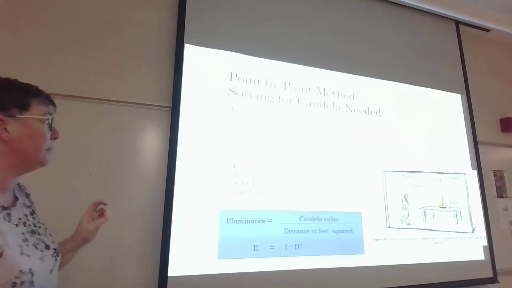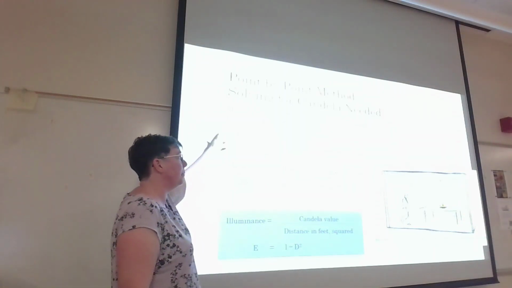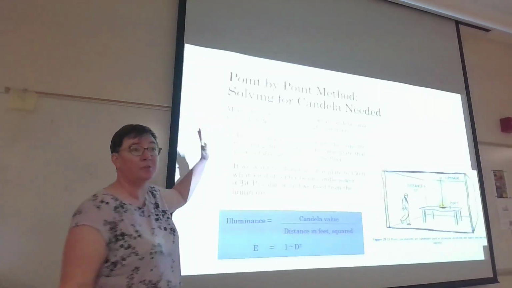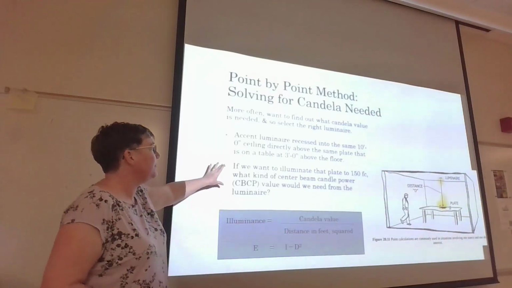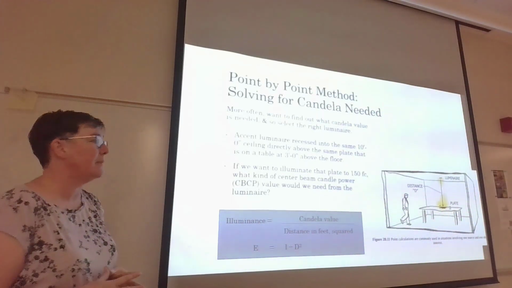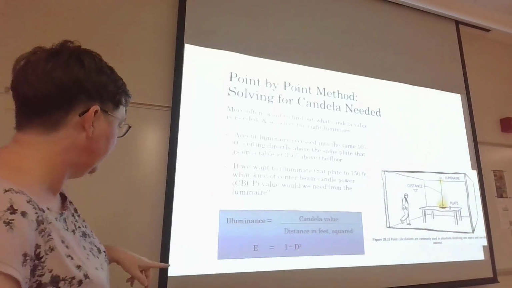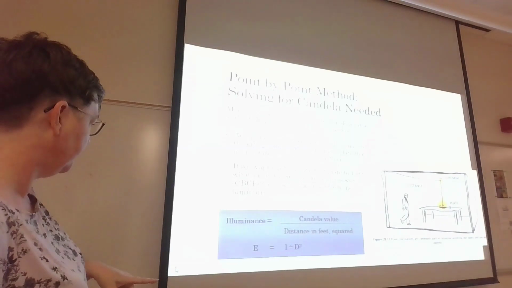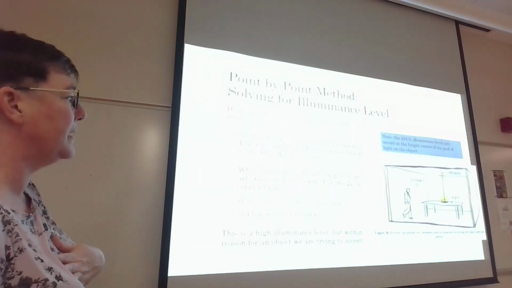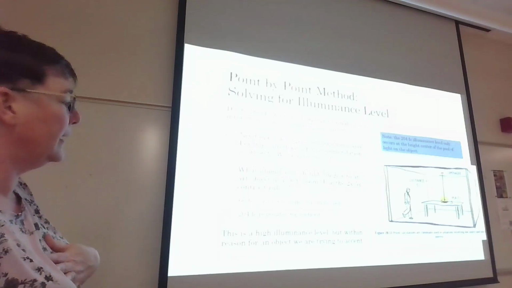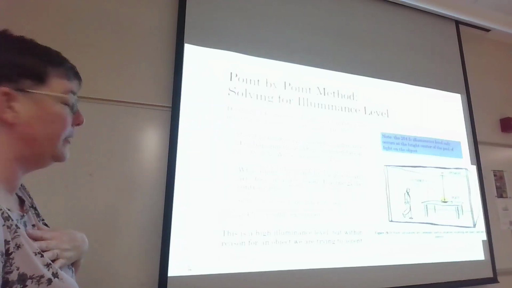Let's take a look at an example. An accent luminaire, recessed in the same 10-foot ceiling, above the same plate on the same table, 3 feet above the floor. Same room, same plate. And we've decided we want to illuminate that plate to 150 foot candles. Remember that we calculated that 60 to 150 foot candles will make this item pop. So we want to go a little lower than what we were doing, just like Richie was saying.